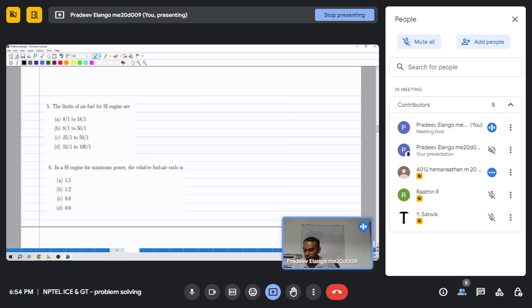The limits of air fuel ratio for an SI engine are 8:1 to 18:1, 8:1 to 50:1, 25:1 to 50:1, or 50:1 to 100.